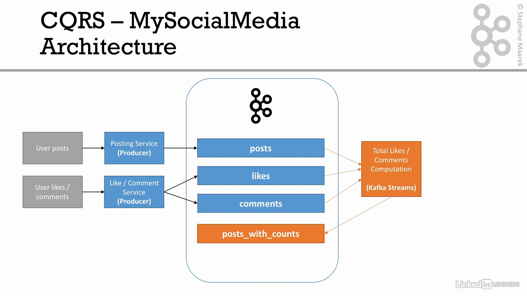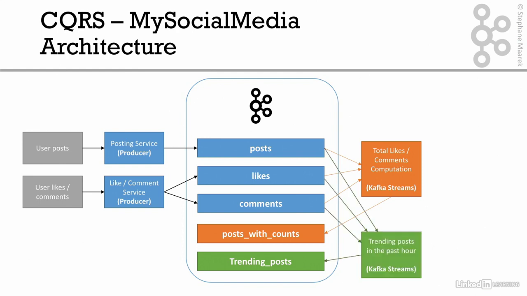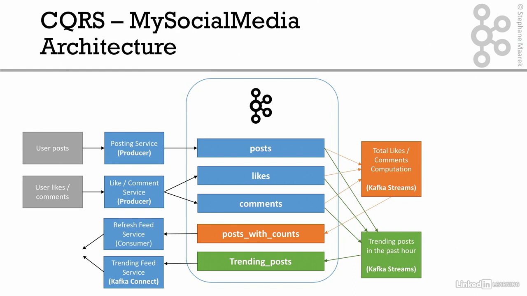and put this into the post with counts topic. Now, similarly, if we want trending posts, for example, and know which ones are very liked and very commented, well, we could have a new application, basically a new query using Kafka Streams, that figures out the trending post in the past hour. So it may be the post with the most likes or the most comments or a combination of both, and output this as a trending post. And so these are going to be consumed by what I call a refresh feed service, which is a consumer, and a trending feed, which is also a consumer. Could be a consumer, could be a Kafka Connect sink, could be whatever you want. And finally, put this into our website so that the users can see it.